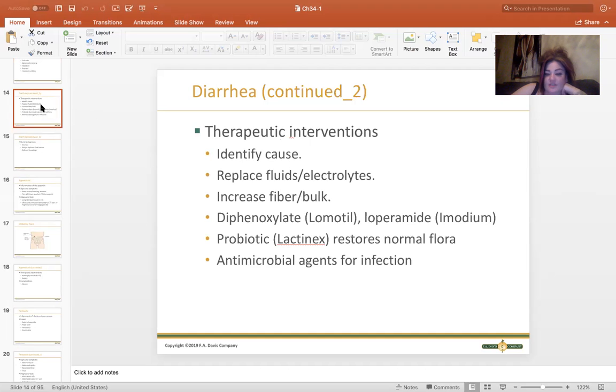Some certain things that we can do, of course, are increasing fiber and bulking agents if needed. I just mentioned Imodium, that can help. And we can use medications. Identifying the cause is always the most important part. We always want to identify what is going on. Is it stress related? Is it a diagnosis of some sort? Is there something going on in your intestinal tract? What is happening? Being able to identify that is going to be extremely helpful.